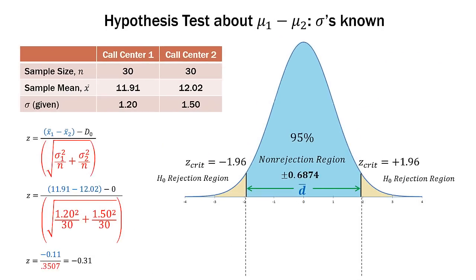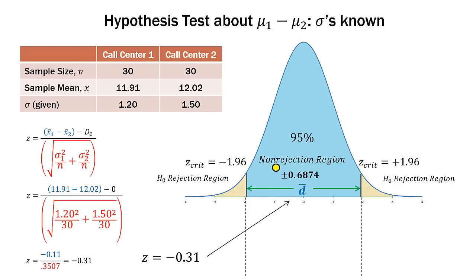So this is everything we had from the previous slide. I just transferred it over so we can see how everything fits together. So we have our distribution here. We have our z-criticals, plus or minus 1.96. That's everything we had before. Therefore, in the tails, that's our rejection region. In the middle, it's our non-rejection region. So we need to see where our test statistic falls in this sampling distribution.